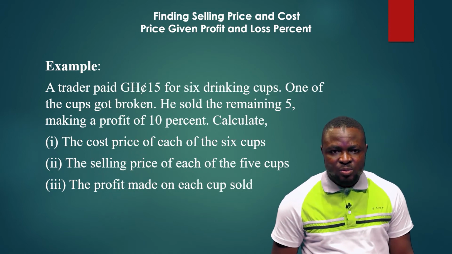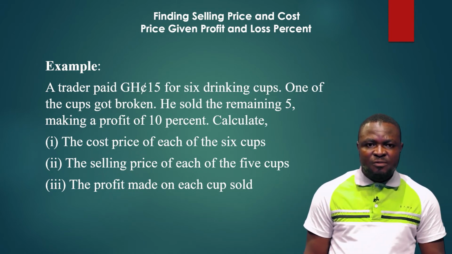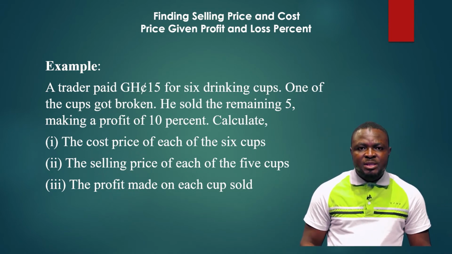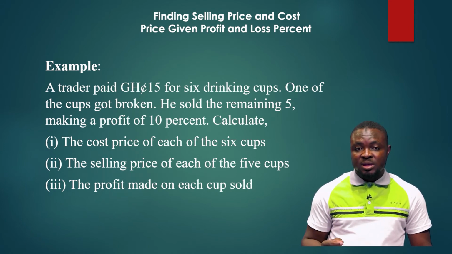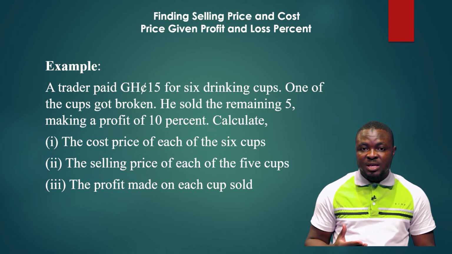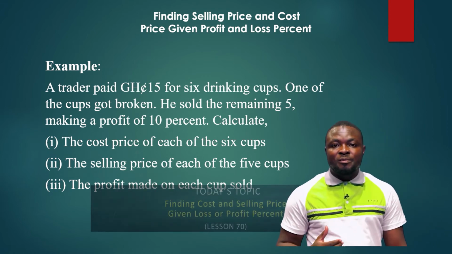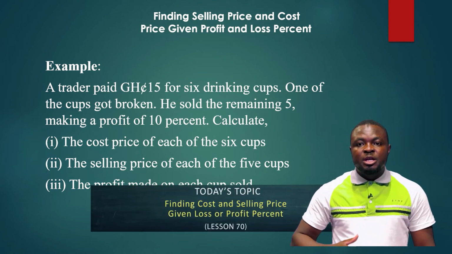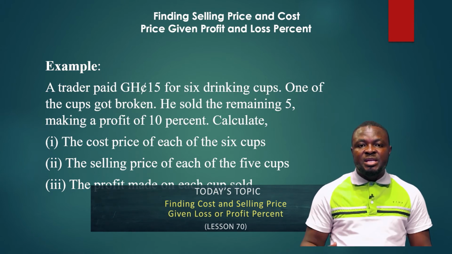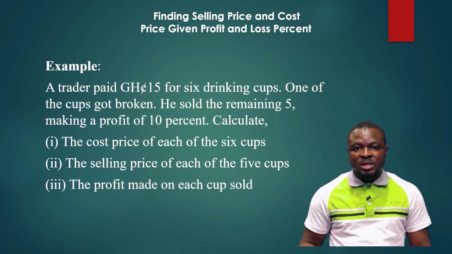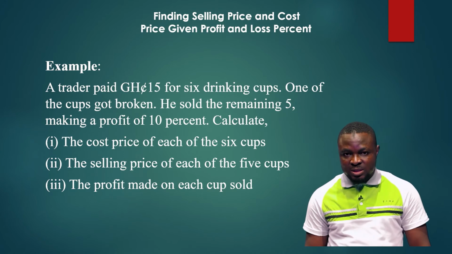We take an example. A trader paid 15 Ghana cedis for 6 drinking cups. He bought 6 drinking cups and he paid 15 Ghana cedis for each of them. One of the cups got broken. He sold the remaining 5, making a profit of 10%. Calculate the cost price of each of the 6 cups.